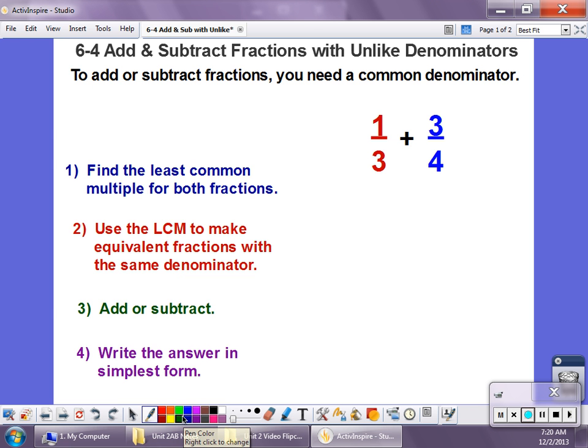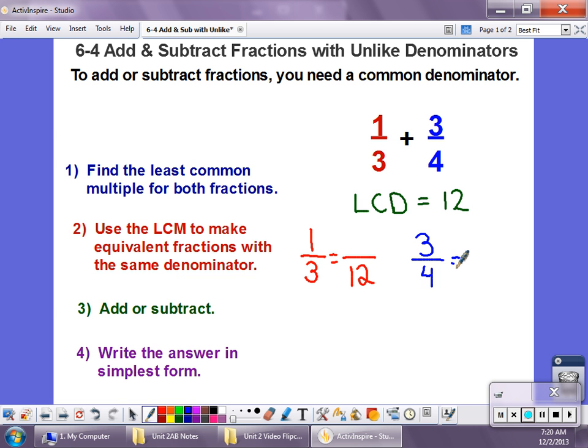So if I look at these two fractions, I can tell that my least common denominator is going to be 12. So what I need to do is change both of these fractions so that they have 12 as their denominator. So what I'm going to do is make an equivalent fraction for 1/3 with a denominator of 12, and an equivalent fraction for 3/4 with a denominator of 12.